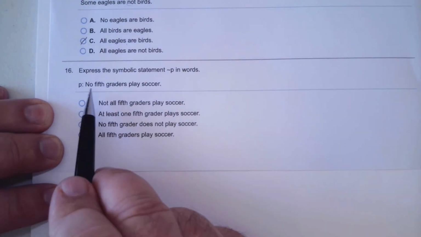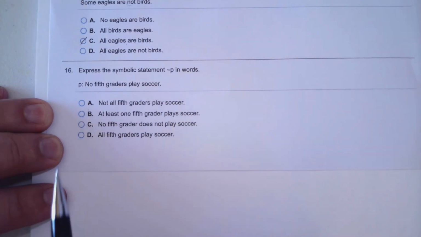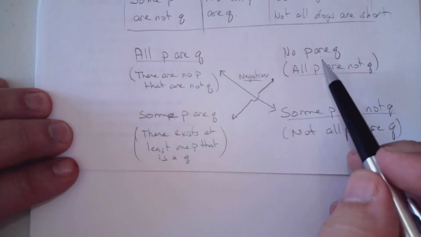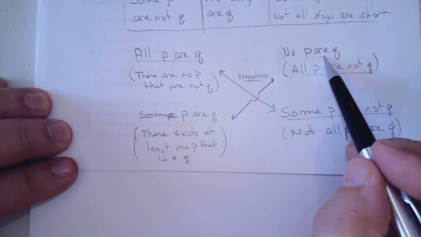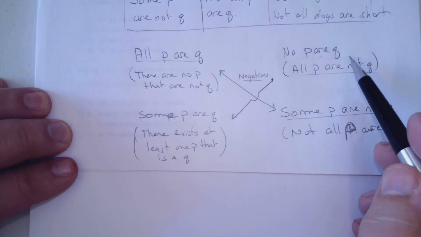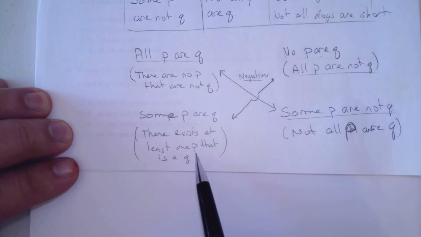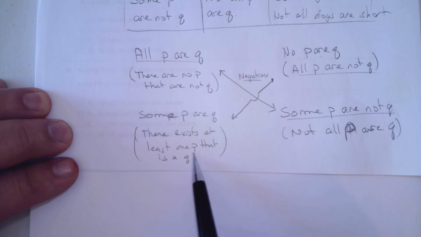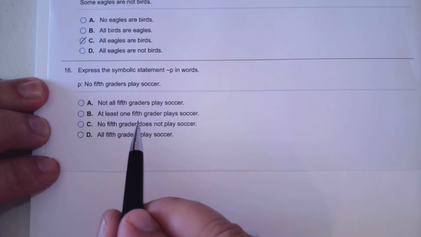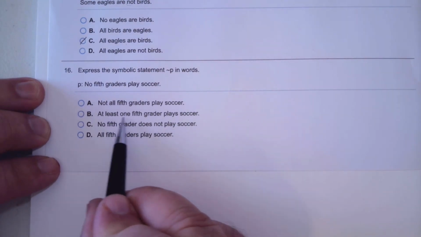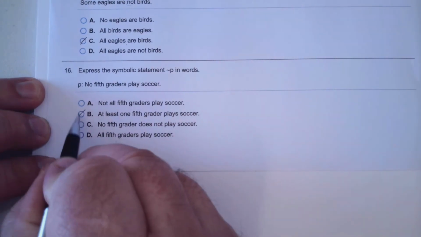Find the negation of this. No 5th grader plays soccer. Okay, get back to our chart. No 5th graders play soccer. So here's our negation. There exists at least one, or some, P. So at least one 5th grader. Okay, if you use that chart, it makes it much easier.